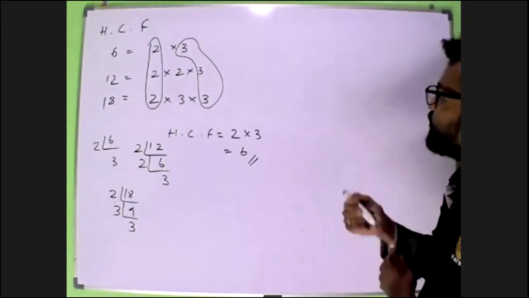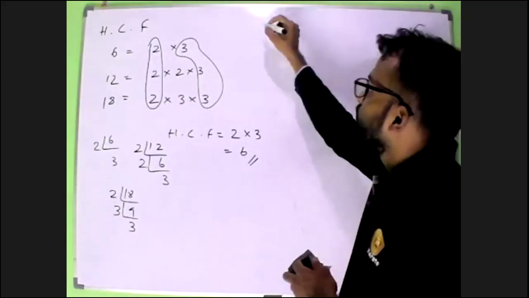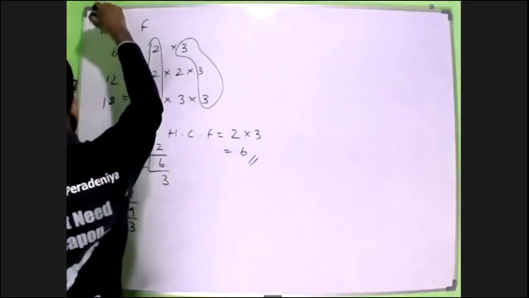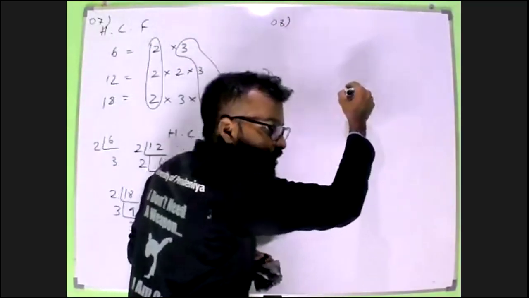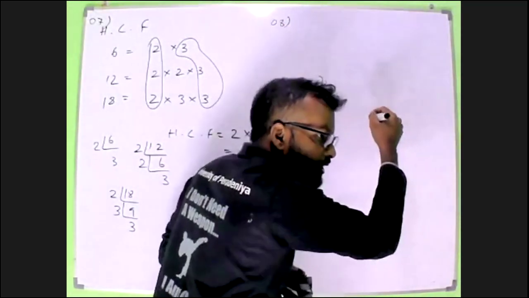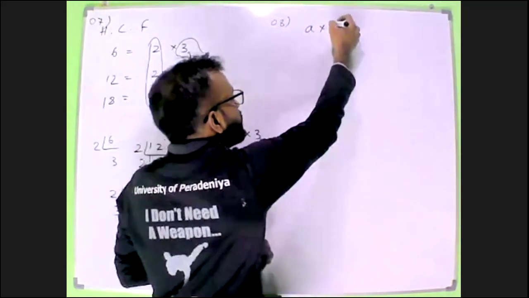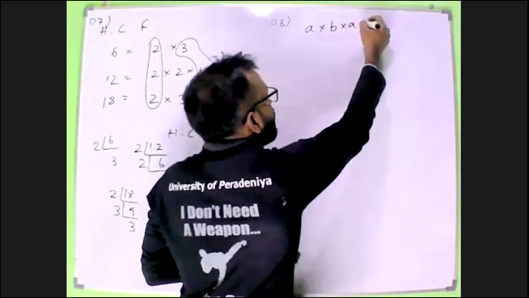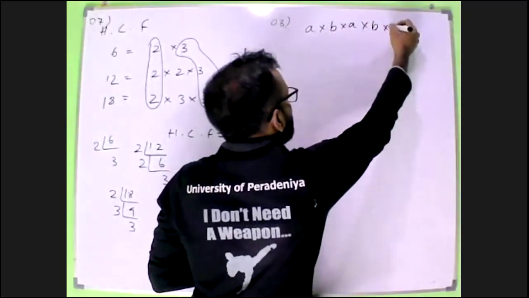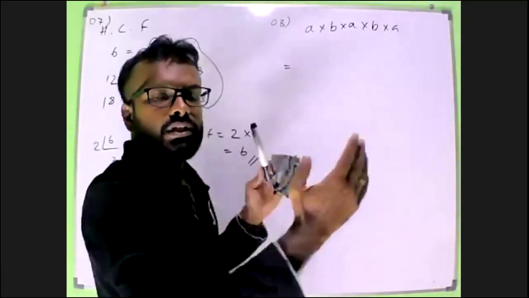Right, okay. This is the seventh one, and this is the eighth one. The eighth one says write as a product of powers. Okay, this is the indices lesson. A times B times A times B times A. Right? So first of all, you have to take like terms into a single place.